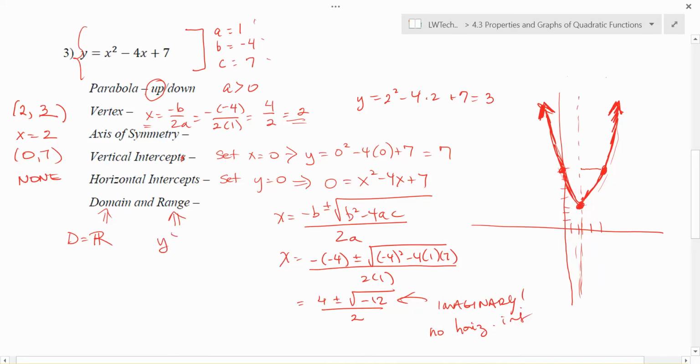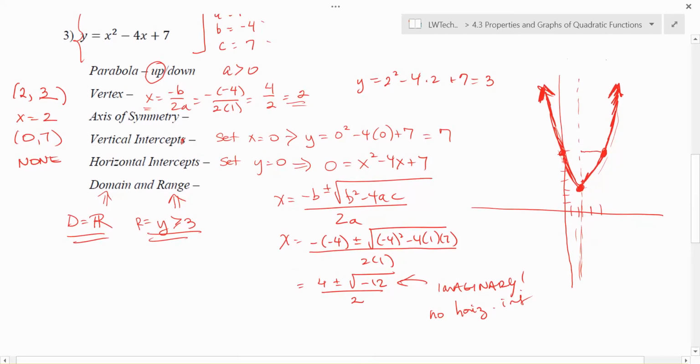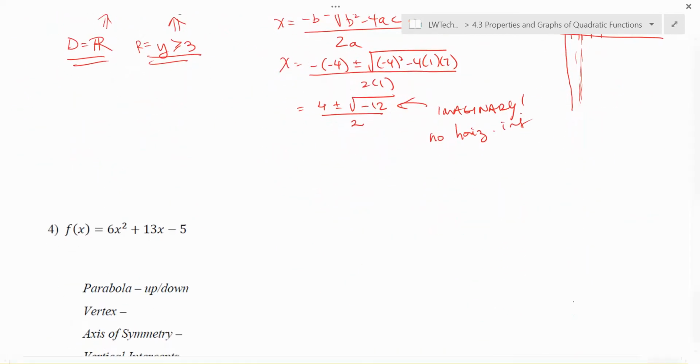So our range is going to be the set of all values such that y is greater than or equal to 3, because it can be 3 or any bigger values from there. So we want to make sure that as we look at that range, we look at the graph and see where the vertex is and then where all the other points are relative to that in our graphing process. All right, one last example here.